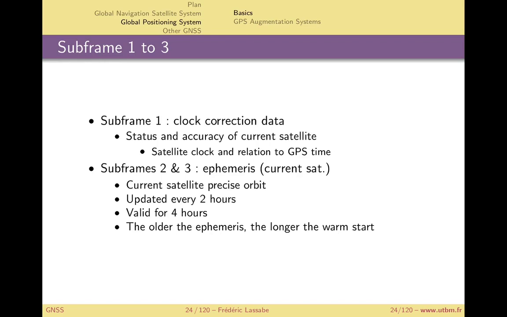Warm start means that you already have the almanac, which is the global and precise orbit information about all of the satellites, but you do not have ephemeris data which are still valid. So it's what happens when you restart the GPS after several hours without using it.